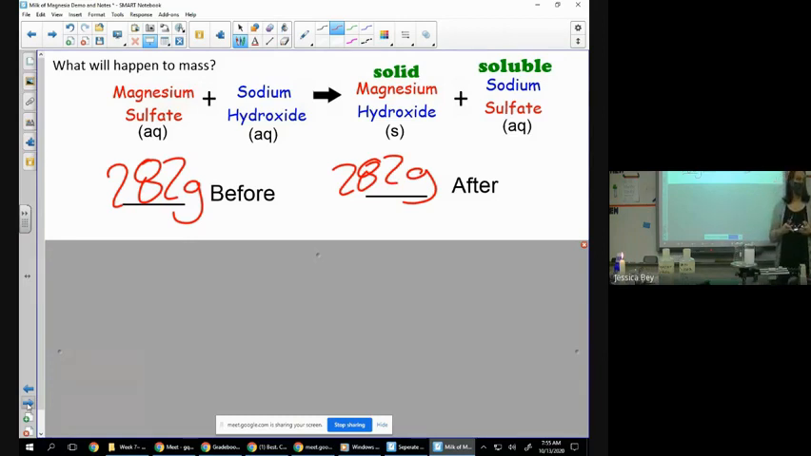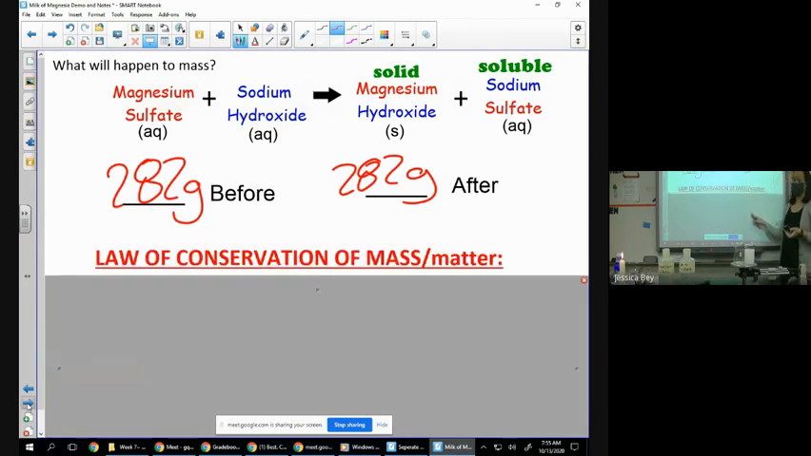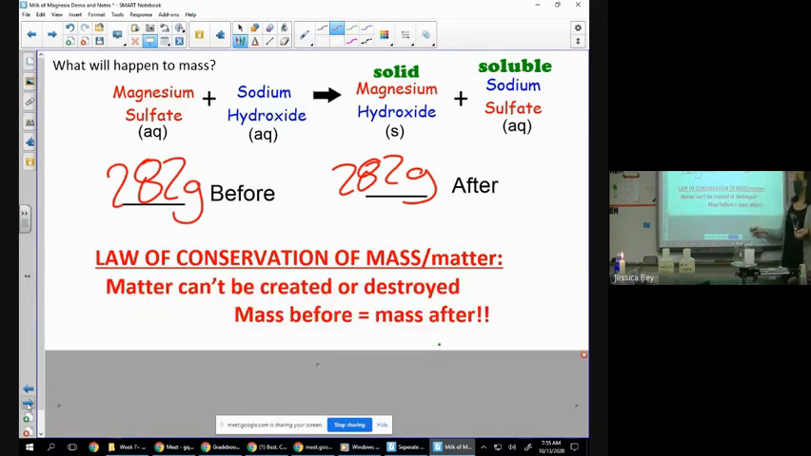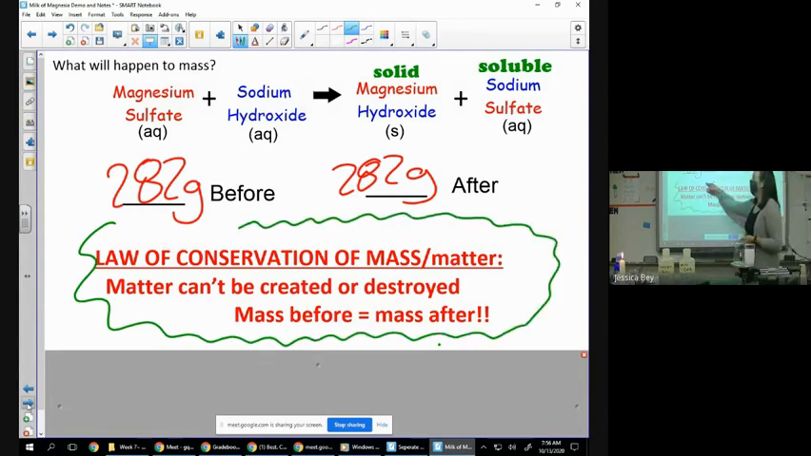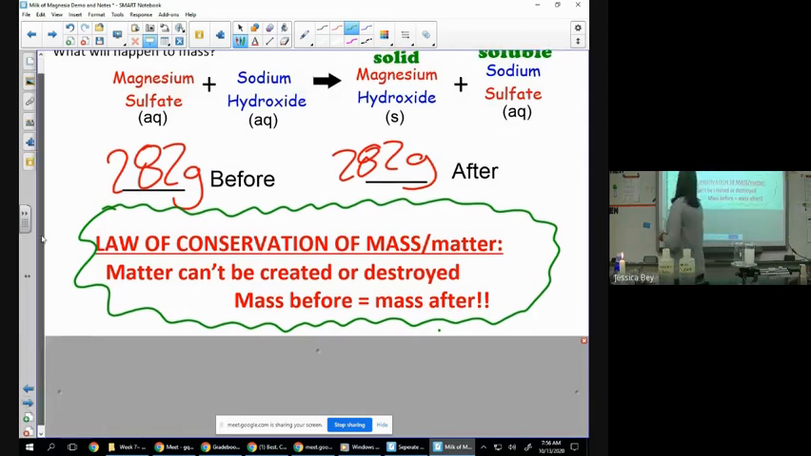Why? It's called the law of conservation of mass. I don't care if you made a solid. I don't care if you made another liquid. I don't care what you made. Matter cannot be created or destroyed. Okay, so this is a big idea. I jot this bad boy down. This is a big guy. Law of conservation of mass. The mass before has to equal the mass after.